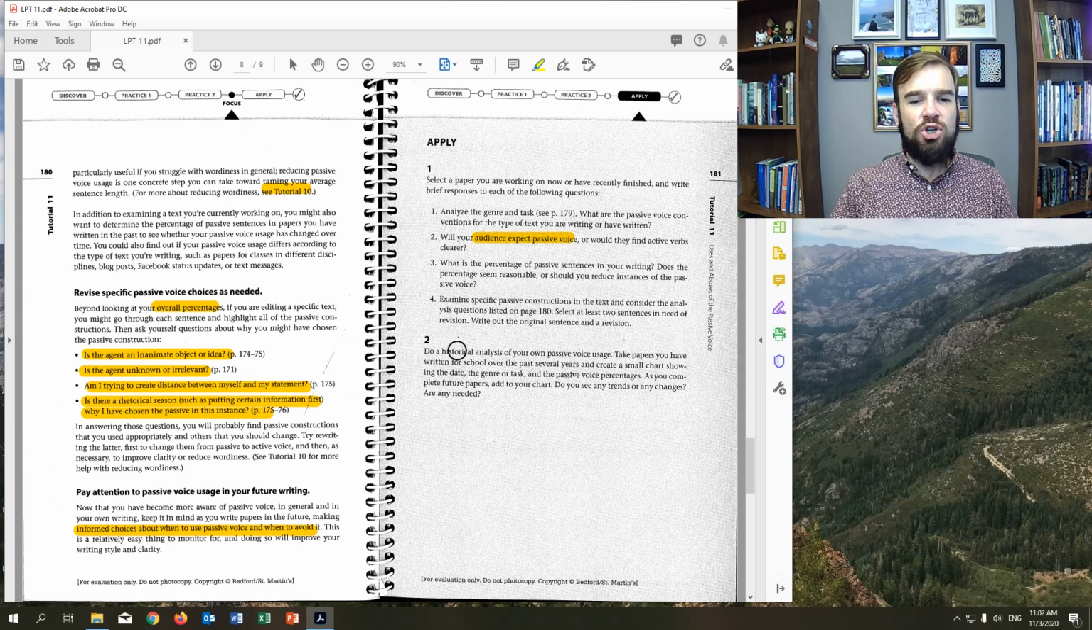Number 2, do a historical analysis of your own passive voice usage. Take papers you've written for school over the past several years and create a small chart showing the date, the genre or task, and the passive voice percentages. As you complete future papers, add to your chart. Do you see any trends or changes? Are they needed?